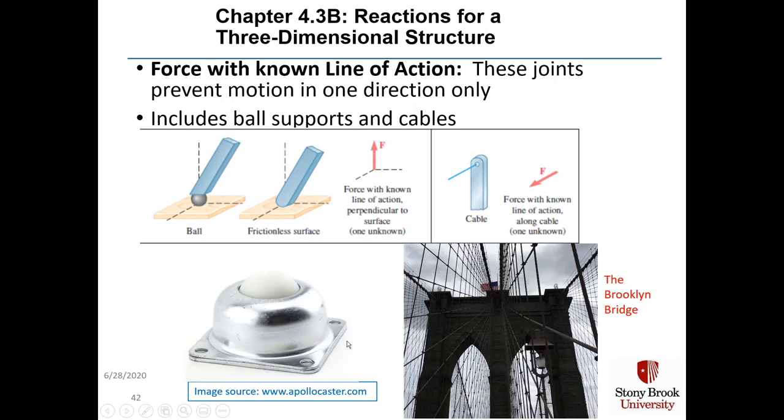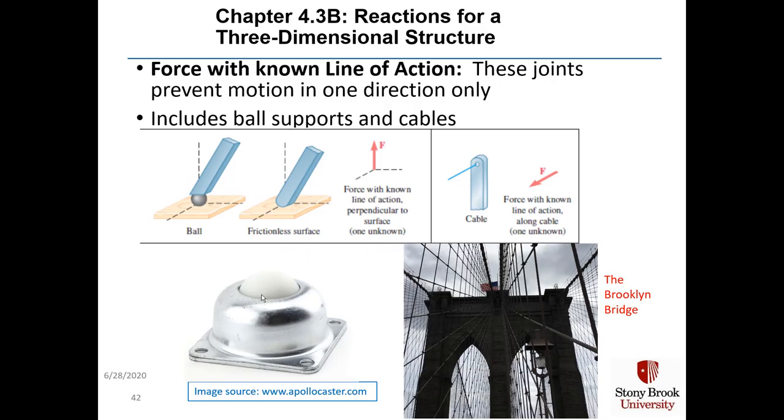You also have what's called a ball joint, commonly used as a caster, where you have a metal housing and you put a spherical ball in it, and no matter how you apply a force to that ball, whatever is on top of that ball is only going to have a force in the axis of the structure that's on top of the ball.